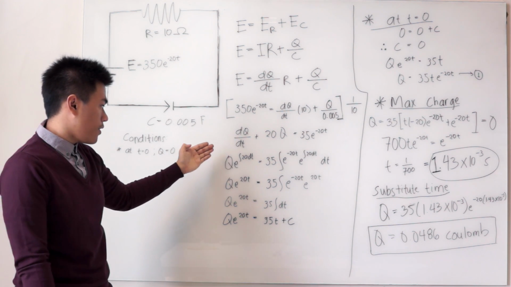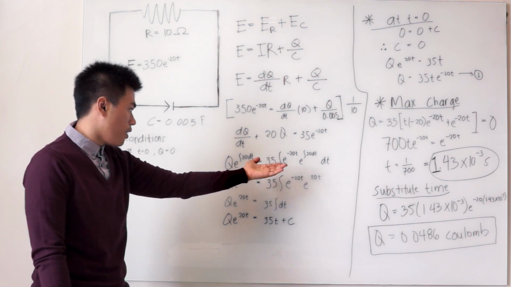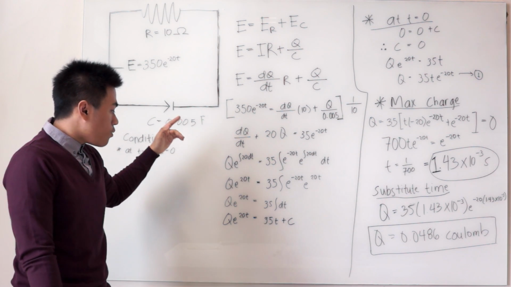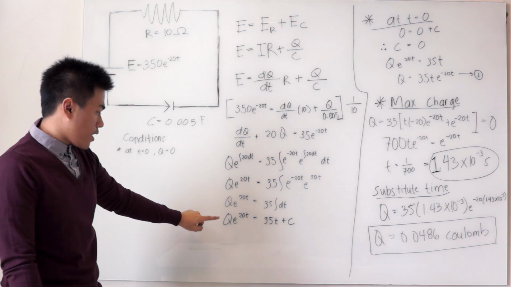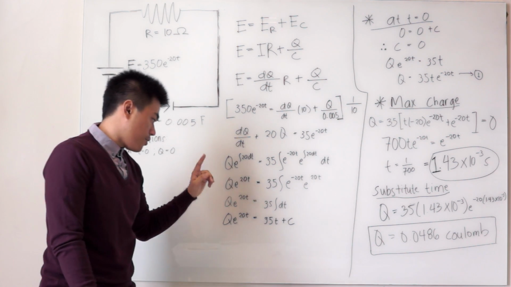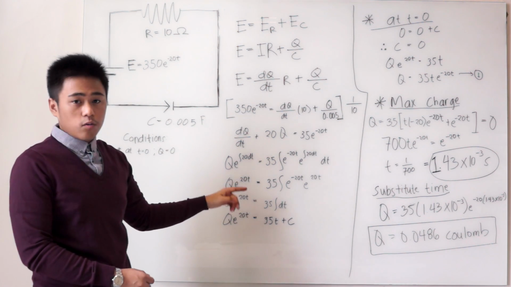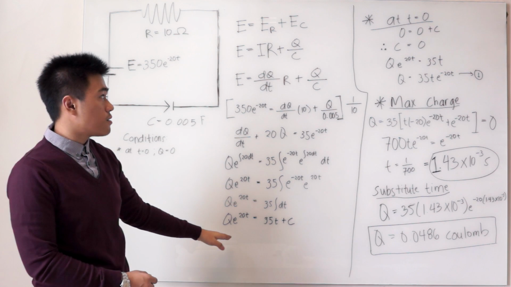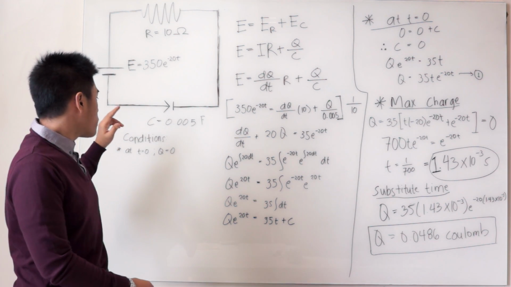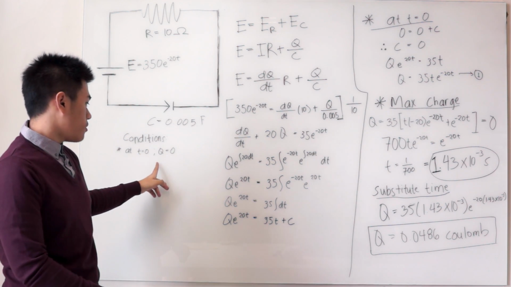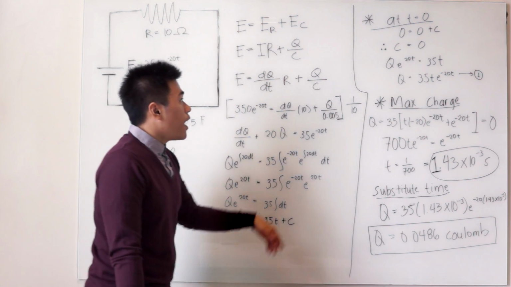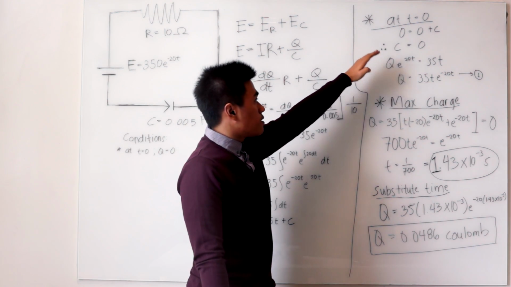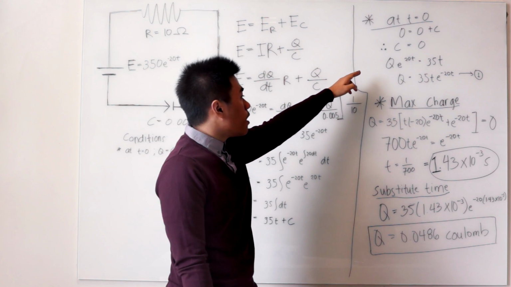Once we simplify this formula and integrate everything, we will get q times e^(20t) equals 35t plus C. We don't have a C, so to get C, you just substitute t equals 0 and q equals 0 into this equation, and we will get C equal to 0.